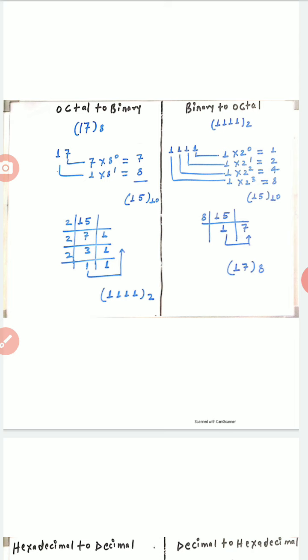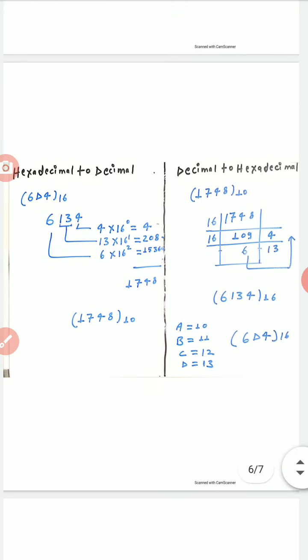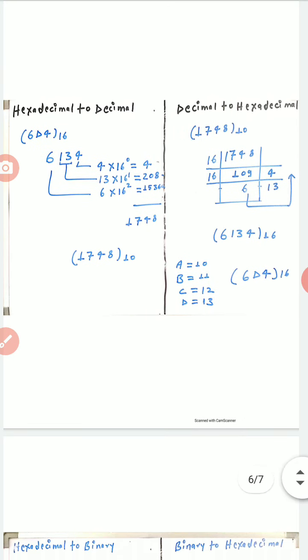So 15 gets divided by 2, and I take the remainders and quotients. So 1111 base 2. This is again the number from where I started, the binary number. So that's how I convert binary to octal and octal to binary. Now next, which is decimal to hexadecimal and hexadecimal to decimal.